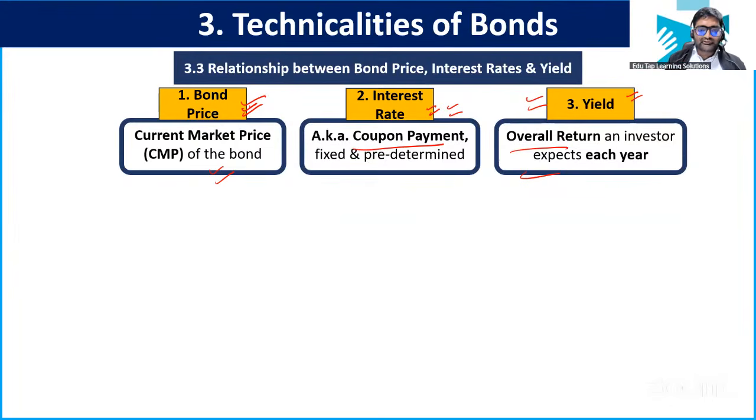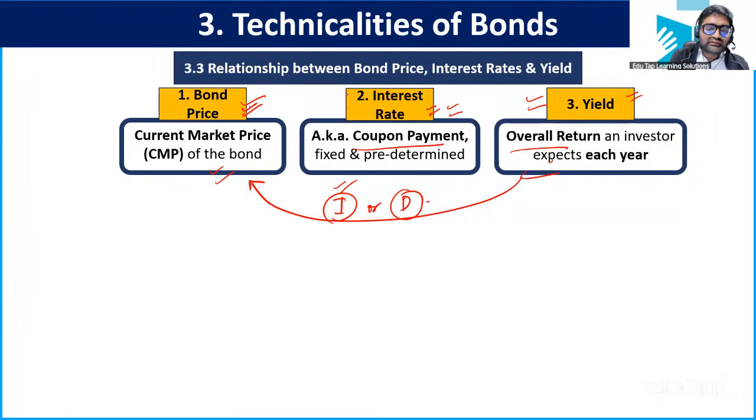Now if I again ask you, this interest rate, yield, and bond price, we have seen the relationship. Which kind of relationship? Inverse or direct? Can you just tell me quickly in the chat box which one is right over here? Yield and bond price relationship we have seen. Yes, it is inverse. One will increase, other will decrease. Now what about the relationship between interest rate and the bond price? Is there any relationship between them? Coupon payment, interest rate, and bond price. We will have a look at that also.